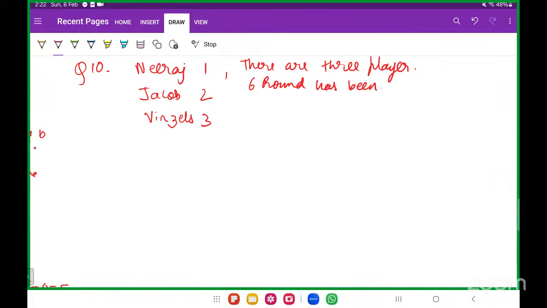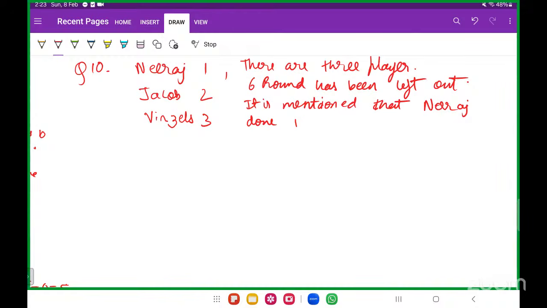It is mentioned that in rounds 1 and 2, Neeraj played well, and for the second round he got the prize. It is mentioned that for the fourth round, Vijay made the best one. Who made the best one? Jacob. Jacob made the best one. So tell us, Vijay made the best performance in which round? So the fourth round is Jacob, who got the second position.